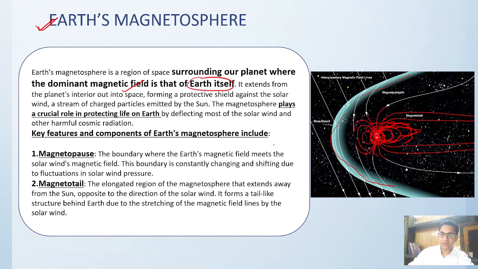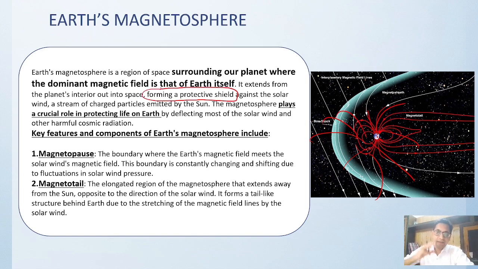So from the interior of the earth, from this point, it is spreading into outer space, and it is also forming a protective shield in outer space. Whenever any streams of charged particles from the sun come, these magnetic field lines interact with them and cancel them out. That is why it helps in protecting life on the earth. Without the Earth's magnetosphere, there is no life. We cannot imagine any life on the earth.